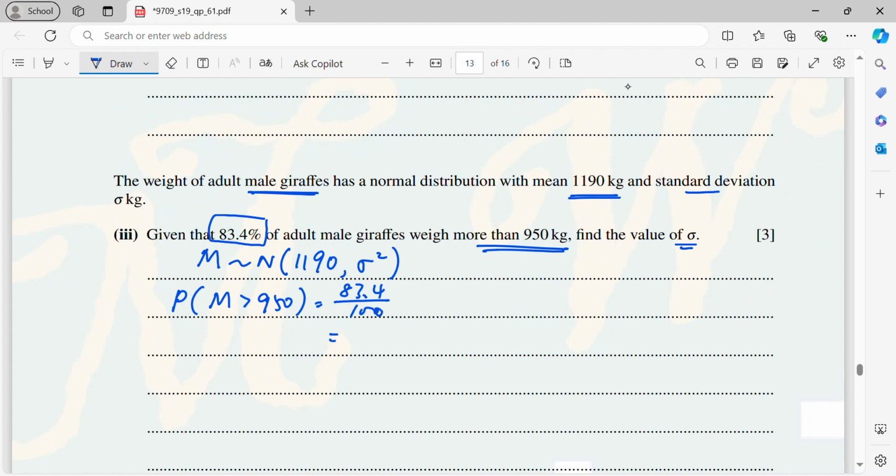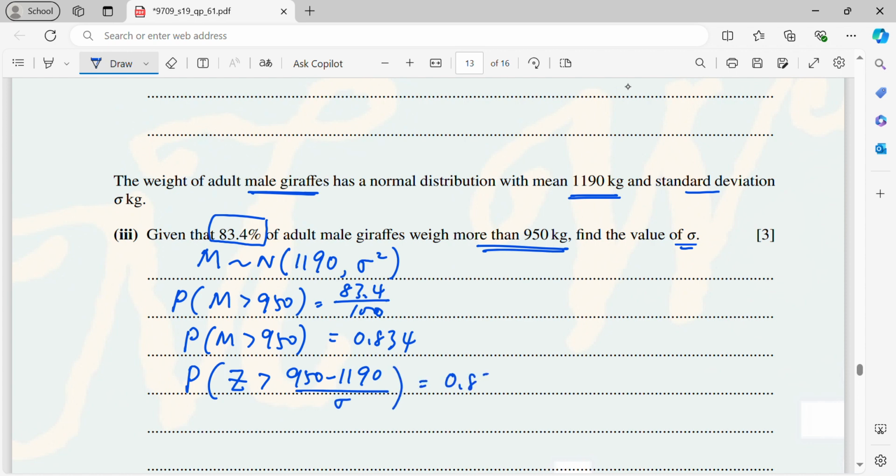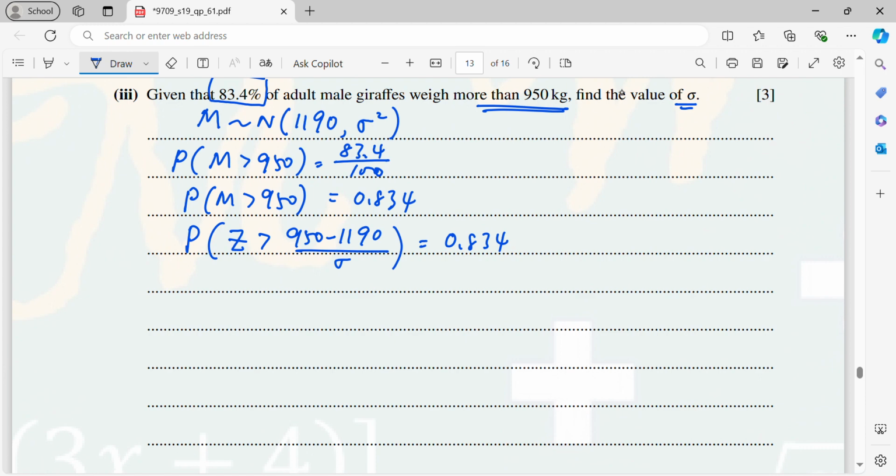This is going to be 0.834. Okay, so then from here, I will standardize the M. So standardize the M, it will be P(Z more than (950 minus 1190) over sigma), probability is 0.834. And now, when I draw the graph, to get the idea where the line is, when Z is greater than 0, the probability is 0.5. But now you see Z greater than this value, so probably I can simplify. This is greater than negative 240 over sigma.